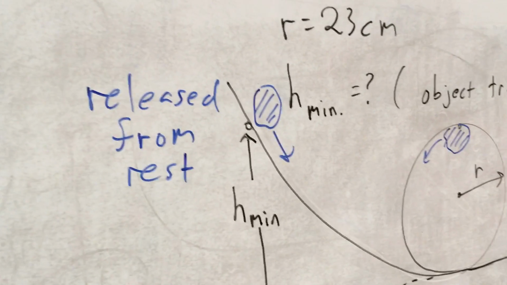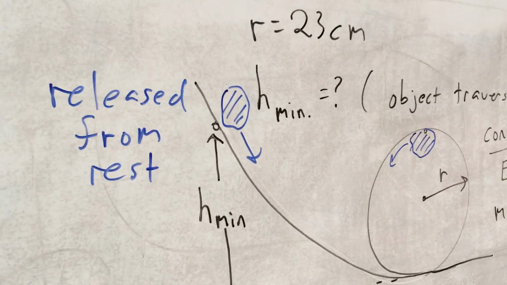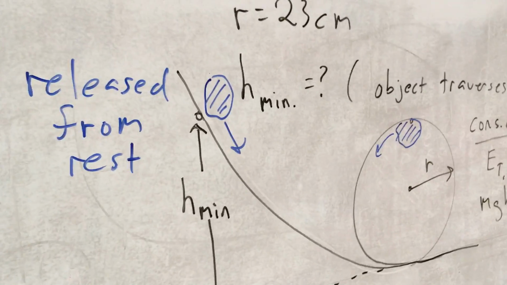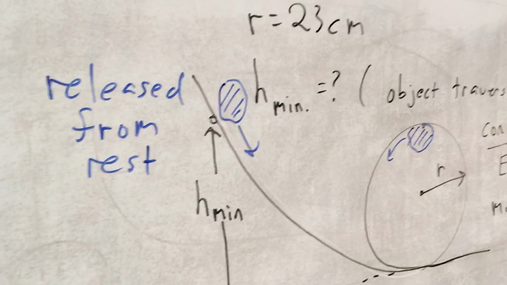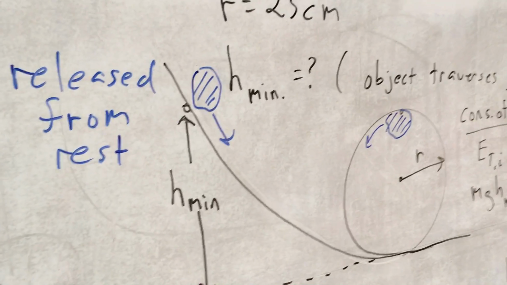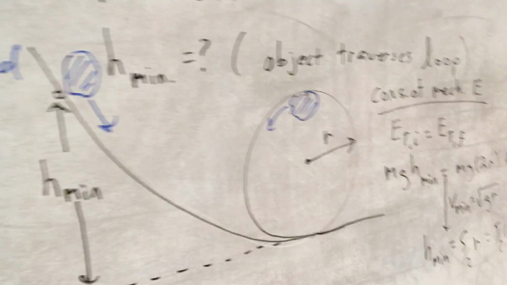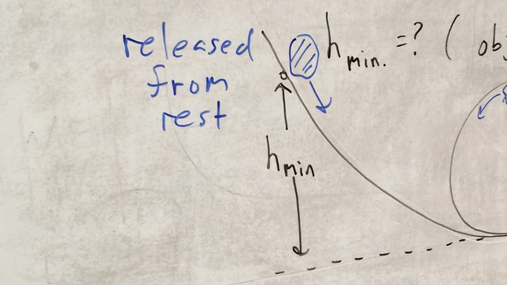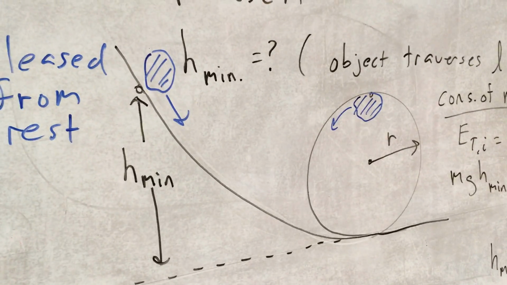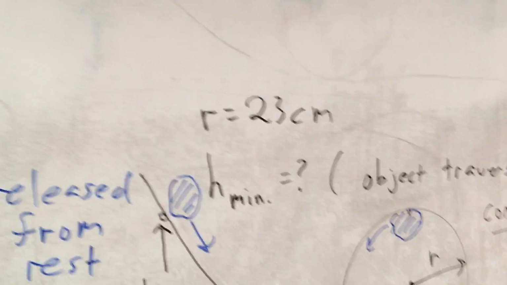So a natural question is, with this conservation of mechanical energy equation, will it work for both objects that slide and objects that roll? So let's just ignore rolling and do the calculation for an object sliding. And again, we want to find that minimum height so that the object just barely makes it around the loop. And the radius, again, is 23 centimeters.